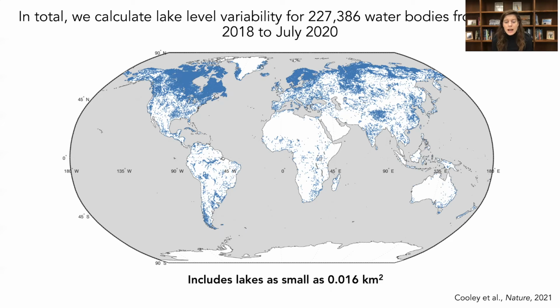And importantly, this data set includes lakes as small as 0.016 square kilometers, which is really quite tiny and orders of magnitude smaller than what you can observe with other spaceborne altimeters, and really emphasizes, I think, the uniqueness of this data set and just how exciting this technology is that allows us to look not only at the largest water bodies, but also really small, even ponds as well.